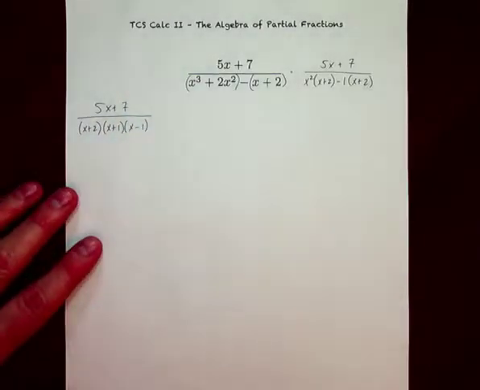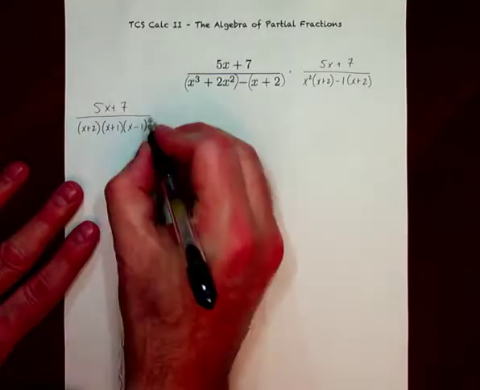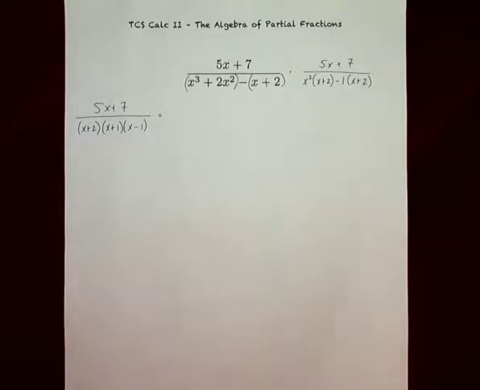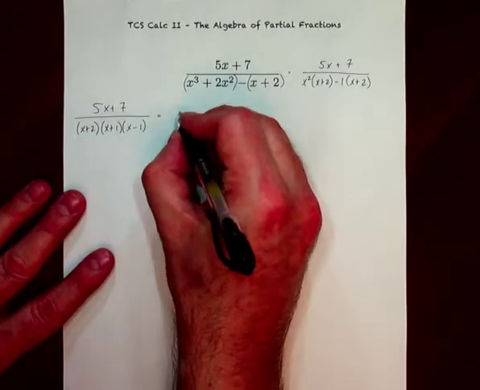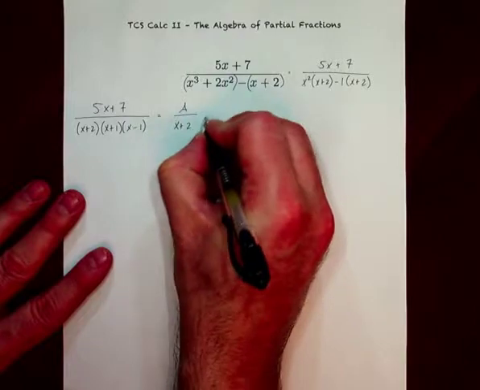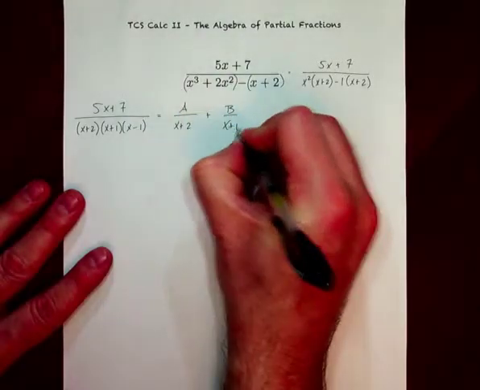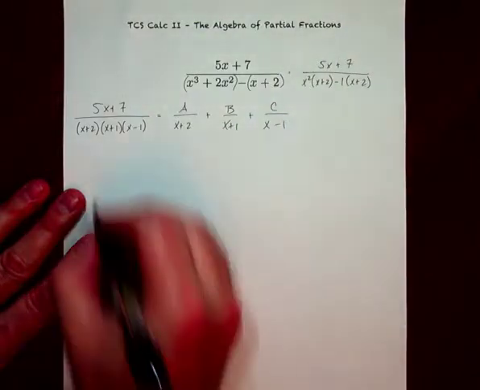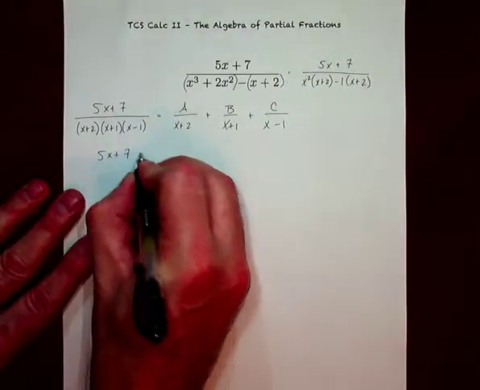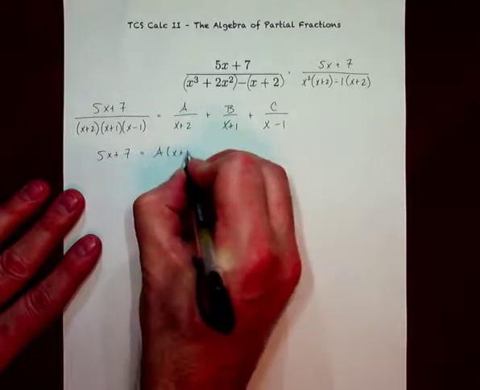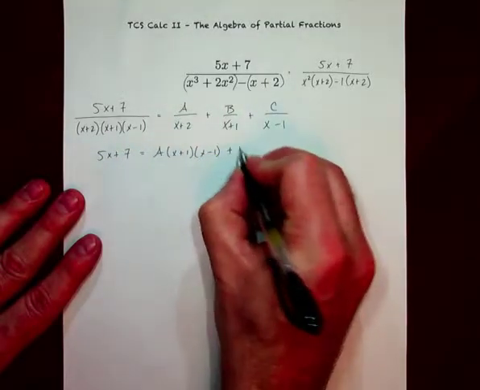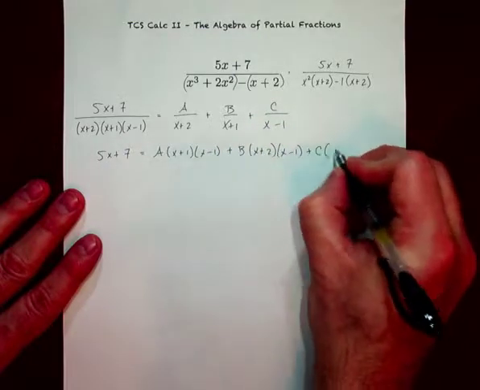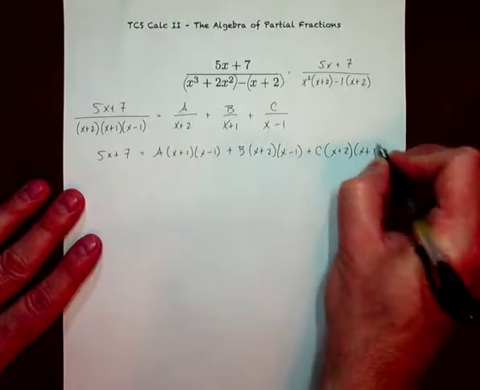Okay. Now, thankfully, this one is just another one of those easy ones with only linear denominators. The only challenging part about this is if you fumble the factoring by grouping. So we have A over x plus 2 plus B over x plus 1 plus C over x minus 1. Let's go ahead and multiply through by the denominators. And we get A(x plus 1)(x minus 1) plus B(x plus 2)(x minus 1) plus C(x plus 2)(x plus 1).